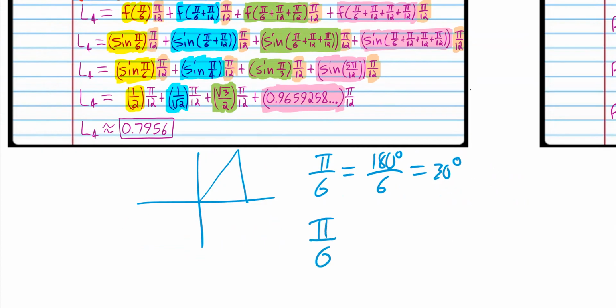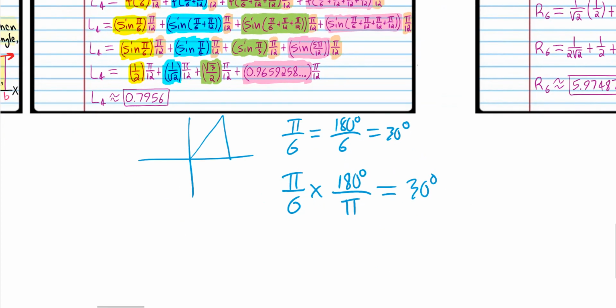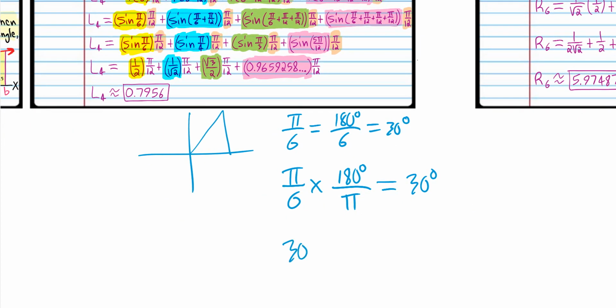The surefire way to do it is to multiply by the conversion factor. Remember, we learned the conversion factor. There's 180 degrees and 1 pi radians. So the pi's cancel out, you're left with 30 degrees. If you wanted to go in the opposite direction, you started with 30 degrees, you'd multiply by the same conversion factor, but now it would be flipped. And again, you get back to pi over 6.